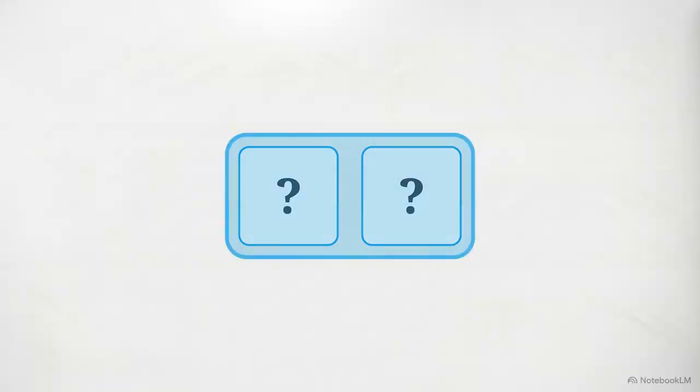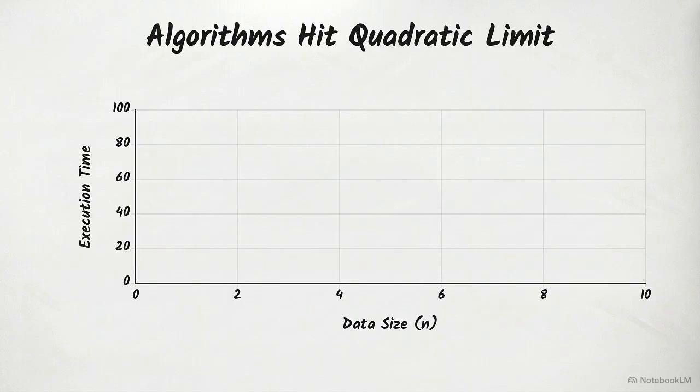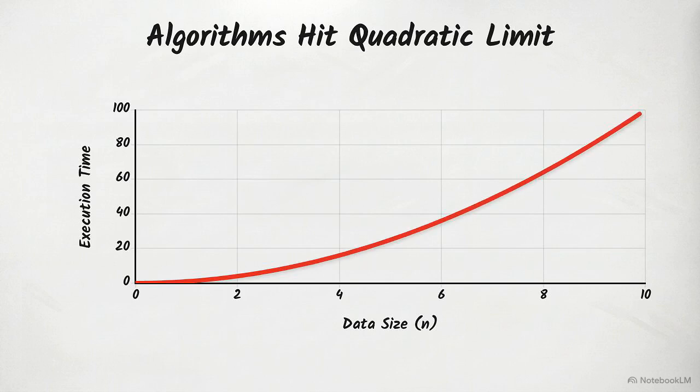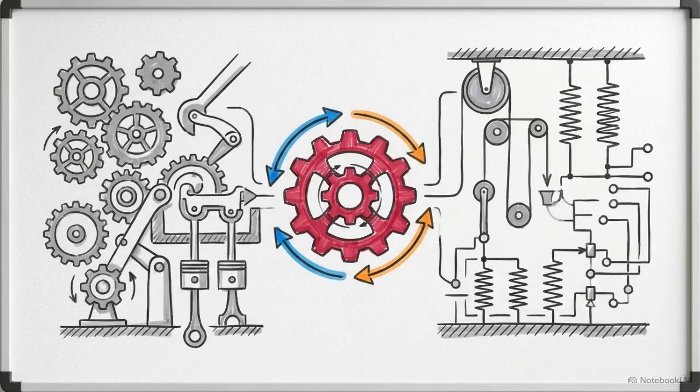The computer can only use comparison-based operations, meaning it can only evaluate 2 elements at any given moment. To solve this, we will examine the mechanics of 2 foundational approaches: bubble sort and insertion sort. Both algorithms share a mathematical limit. They operate with an average and worst-case time complexity of big O of n squared. While this quadratic time limit makes these algorithms unsuitable for massive datasets, they demonstrate how 2 different sets of rules can lead to the exact same efficiency limit.